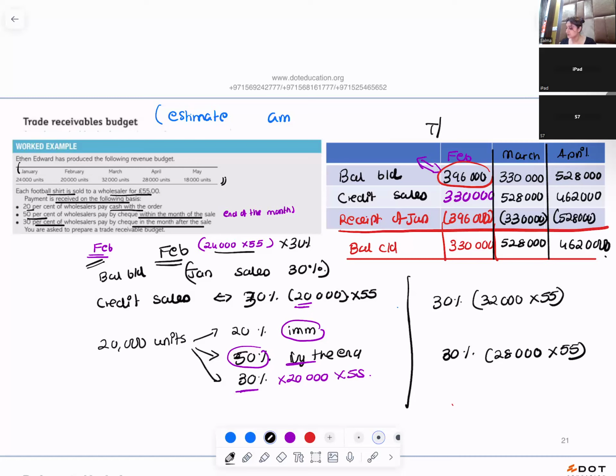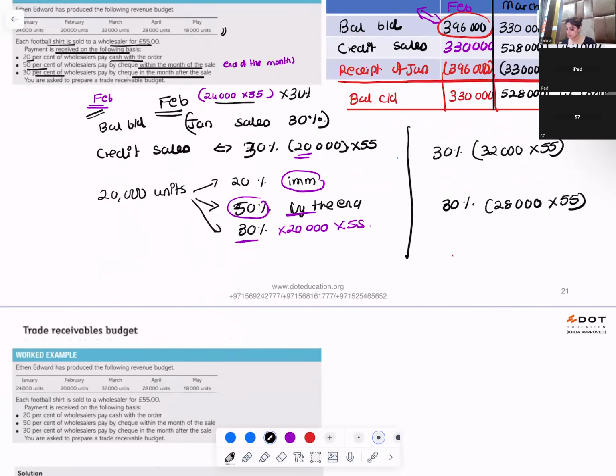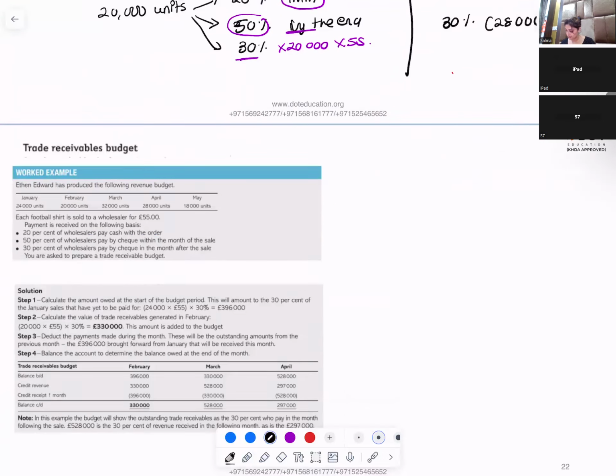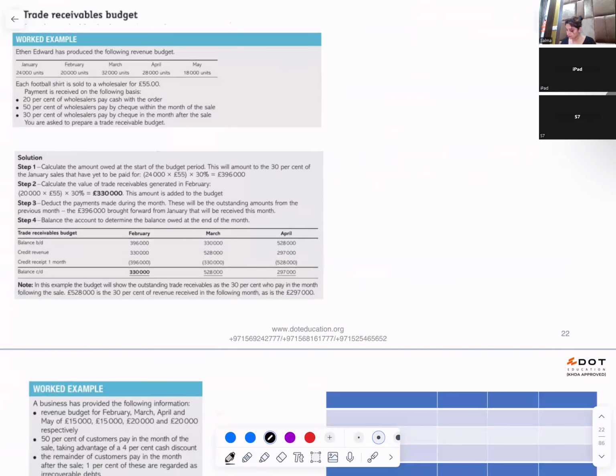Okay, so this is your trade receivable budget. What does it show? How much you have to receive from your customers at the end of each month.